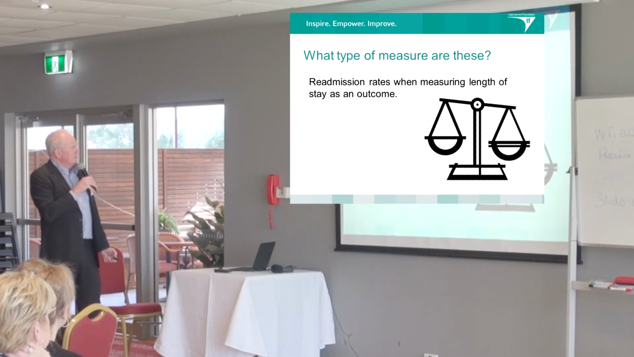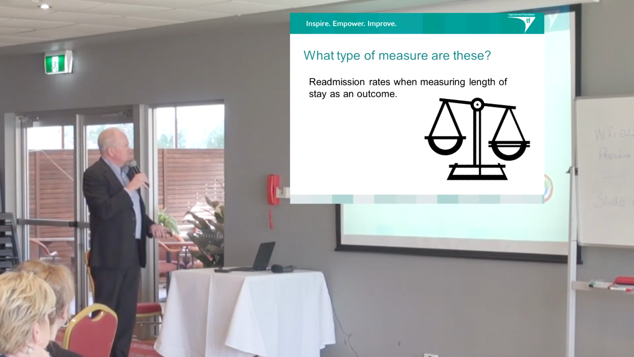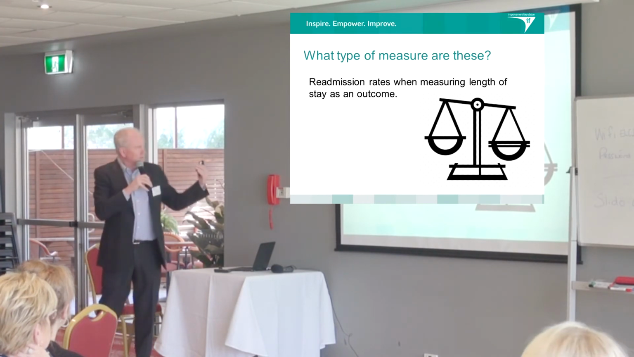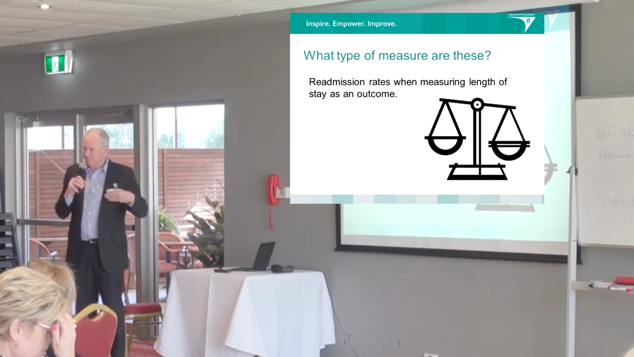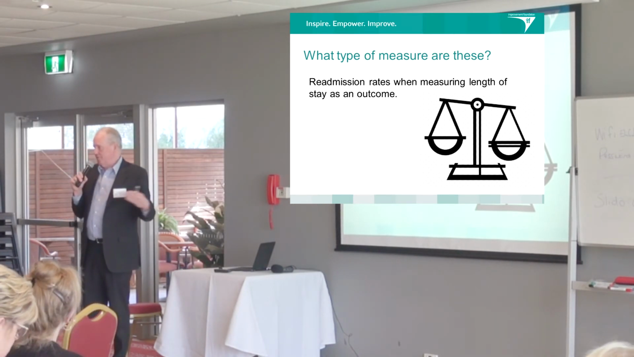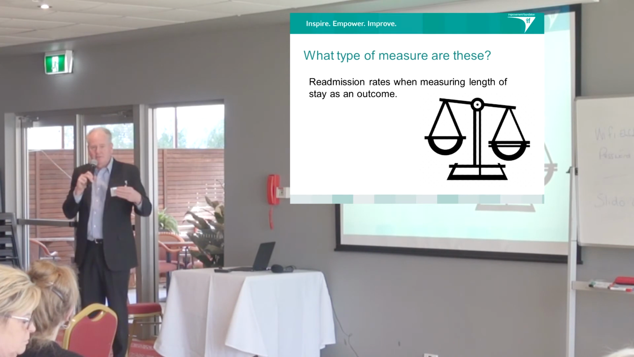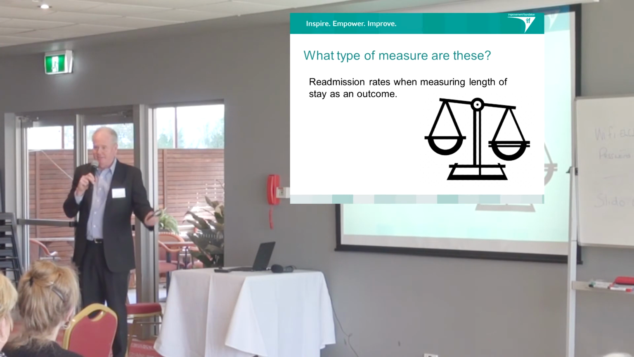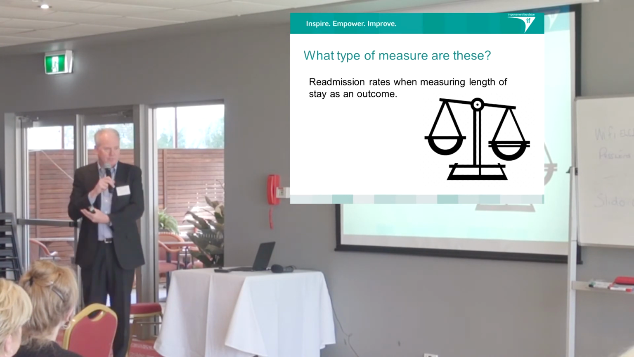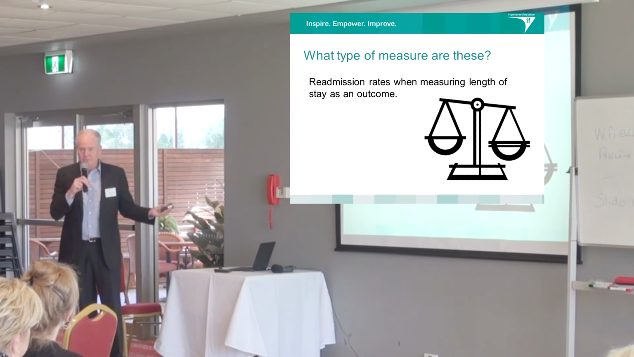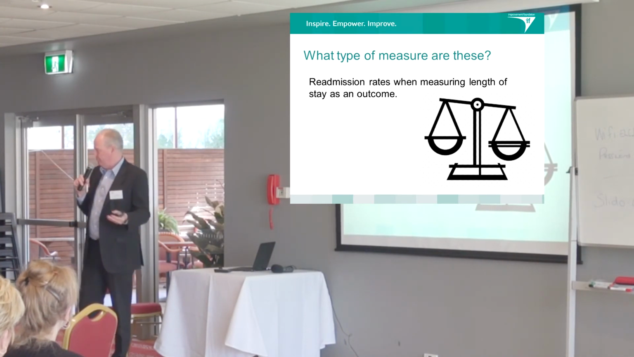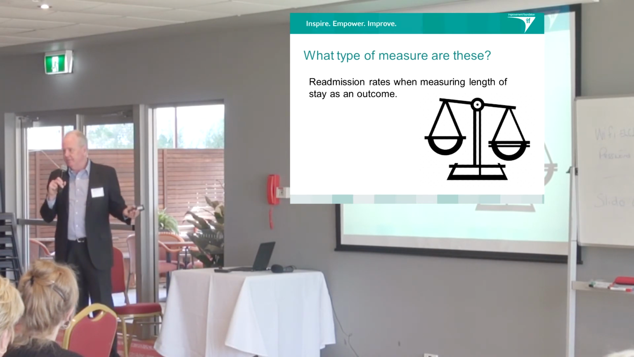This one here is readmission rates when measuring length of stay. So this is a balancing indicator. As an example, if you're looking to bring down your length of stay in a hospital, what you don't want to see is your readmission rates going up. Because if all you're doing is getting them out too soon and they're coming back in, that's completely defeating the purpose. So if you're getting your average length of stay down, and your readmission rates are remaining the same or hopefully getting lower, that's even better.